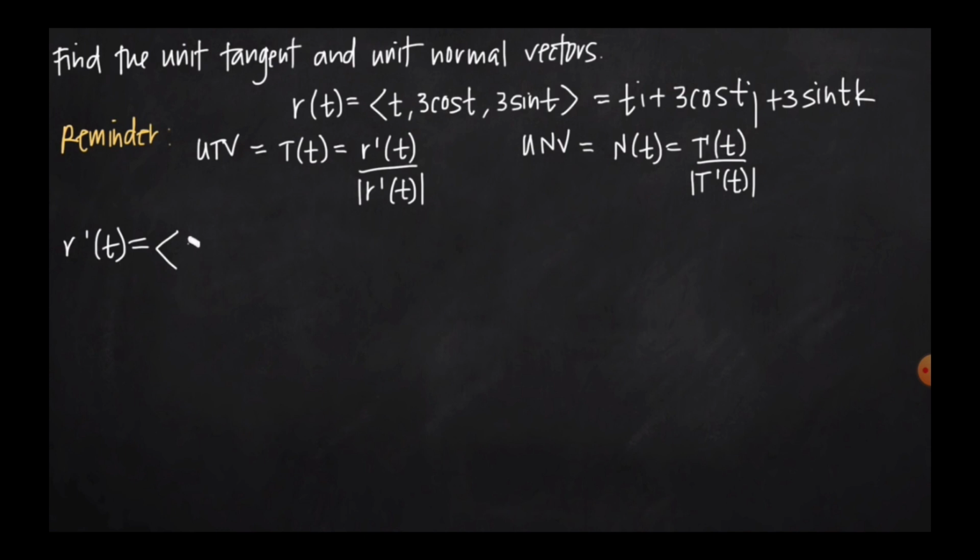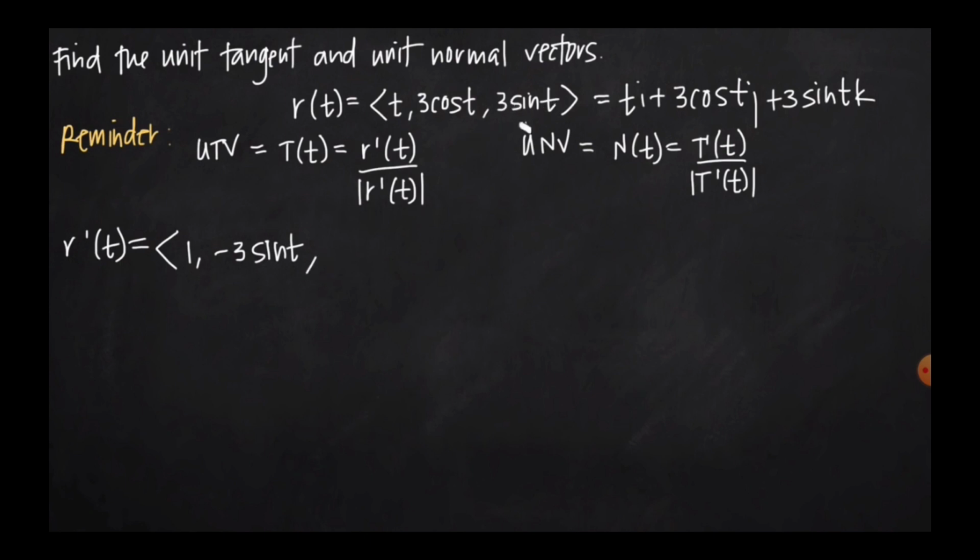So the derivative of t is 1. The derivative of 3 cosine t is negative 3 sine of t, because the derivative of cosine of t is negative sine of t. So we just pull that negative sign out in front of the 3, and the 3, of course, is going to stay.